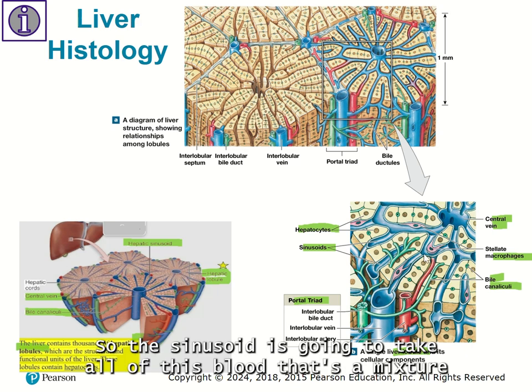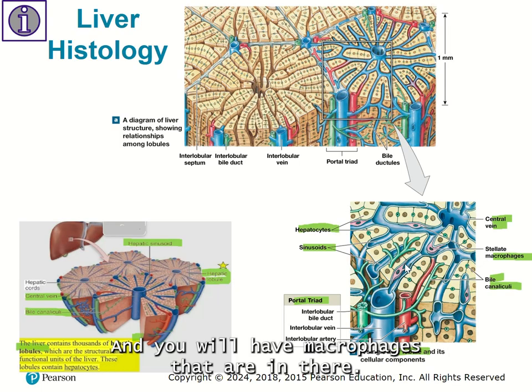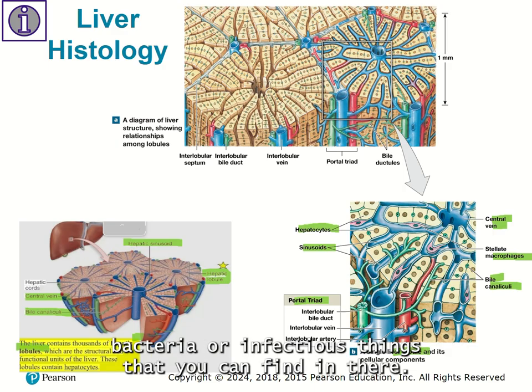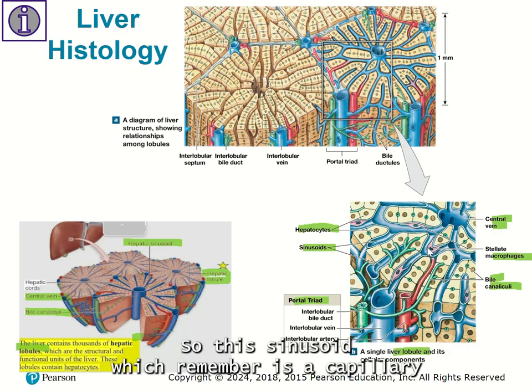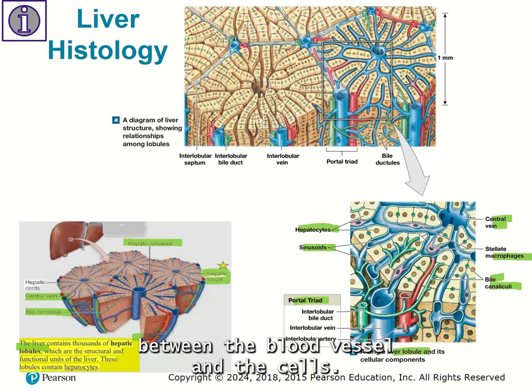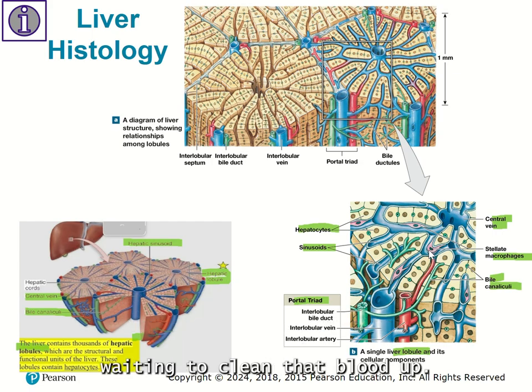The sinusoid is going to take all of this blood that's a mixture of the artery and vein blood, and you'll have macrophages in there. The macrophages are there to clean up any kind of debris, bacteria, or infectious things that you can find in there. This sinusoid, which remember is a capillary, is going to allow the most free movement of substances between the blood vessel and the cells. You're going to have those macrophages just sitting in there waiting to clean that blood up.